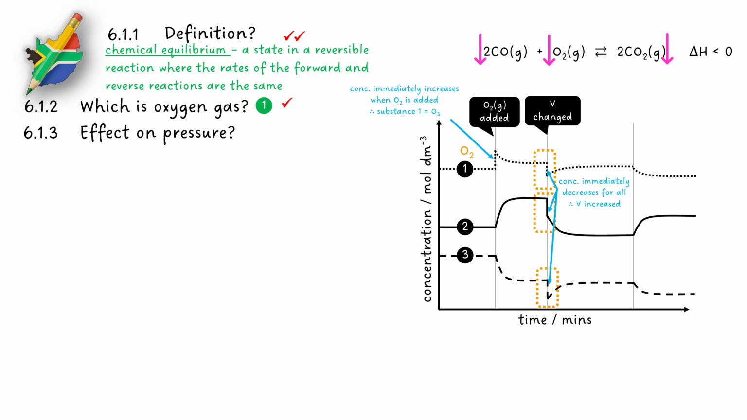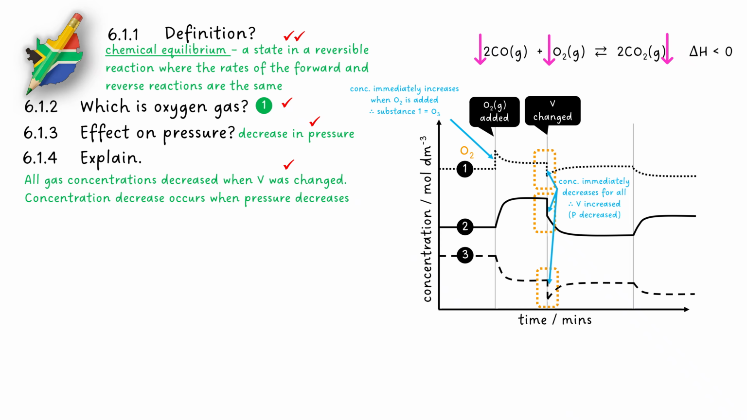Now we are asked for the corresponding pressure change. An increase in gas volume corresponds with a decrease in gas pressure. And we can give this explanation we just discussed for the next question. Next, we need to identify compound 3.